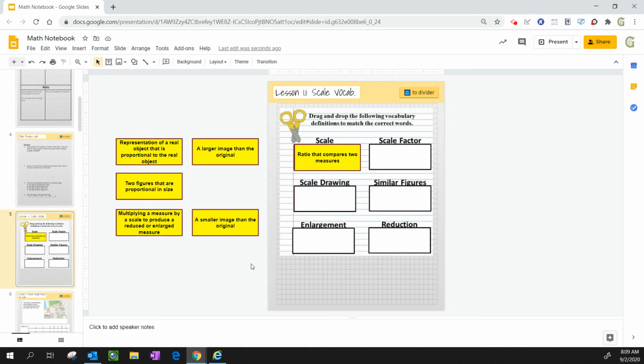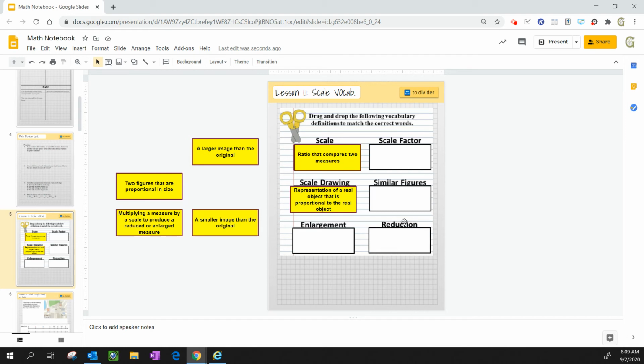So scale drawing, you already saw an example of one. That would be like the map that we did. So it's going to be a representation of a real object that is proportional to the real object. So when we're talking proportional, that's where we're keeping it representing what it's like in real life. So not just dragging the side of my picture, but dragging the corner so that it keeps that same relationship. It's proportional to the real object.